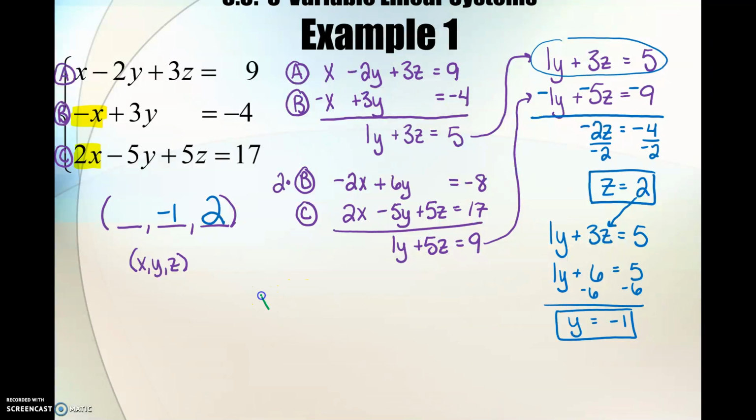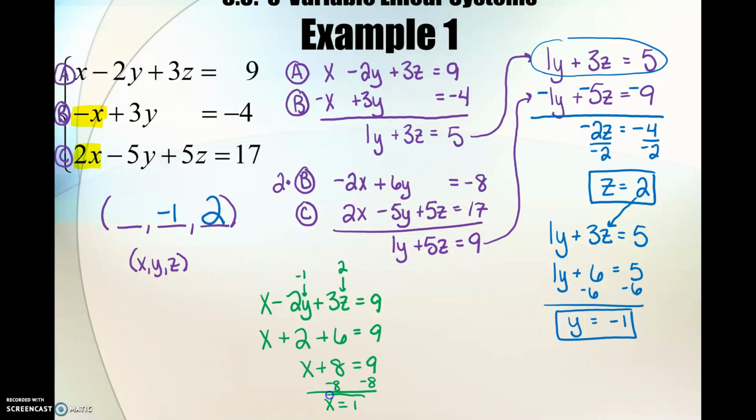Personally, I am going to pick x minus 2y plus 3z equals 9. If you want to pick the middle equation, that's fine. You should get the same x value no matter what. And I know that y is -1 and z is 2. So we've got x, -2 times -1 is +2. 3 times 2 is +6. So I have x plus 8 equals 9, which means that x is 1.